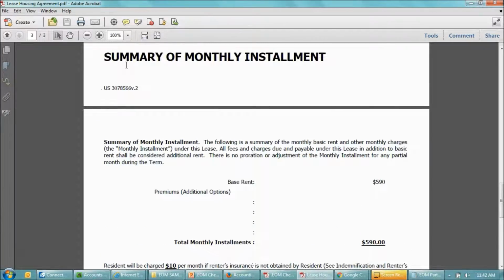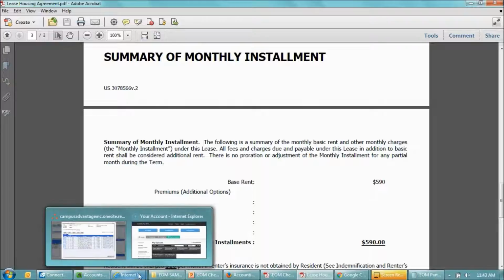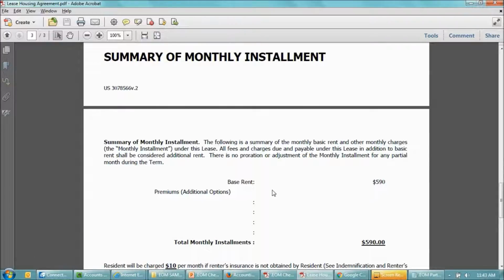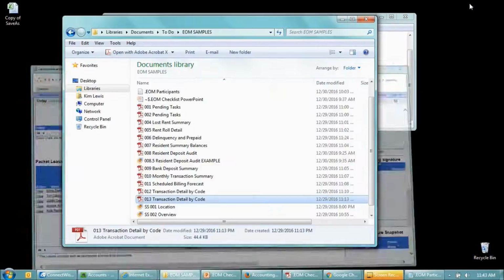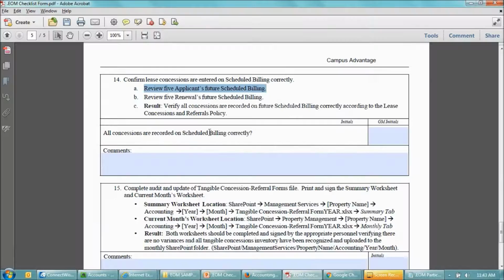If this was the person that we were looking at on their scheduled billing, we would know that something's not right, because on their scheduled billing, we had that premium charge and the concession, but there's no premium charge here. It's just the rent, the $5.90. So do we need to adjust their lease and correct their lease, or do we need to adjust their scheduled billing?